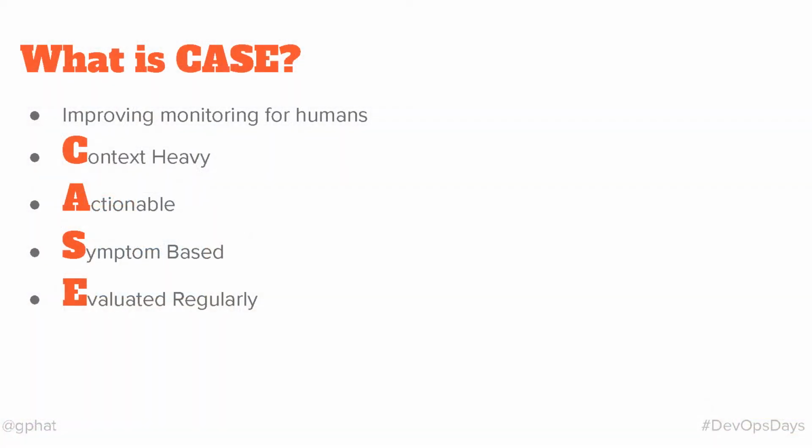So let's review what case is one more time. Improving monitoring for humans is the goal here. If we were just sending these to some Skynet thing that resolved them for us, that'd be fine, right? But we're not. We're sending them to humans, and so we need to think about that. We need to give them a lot of context, make sure it's heavy on information where possible. We need to make sure that the thing that they've been asked to look at is actionable. How many of you have gotten alerts and you look at the phone and then you just put it right back in your pocket because you're like, that's not even that big a deal.